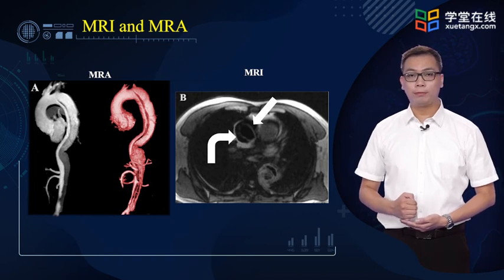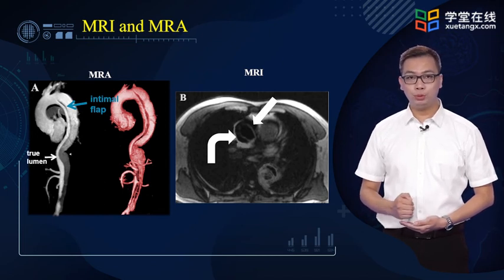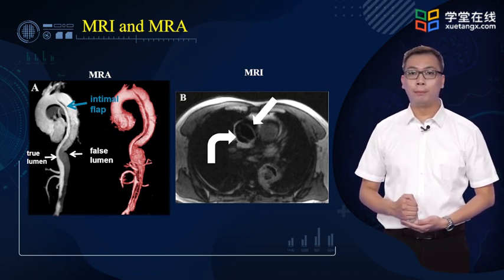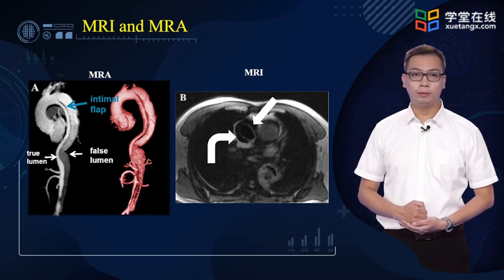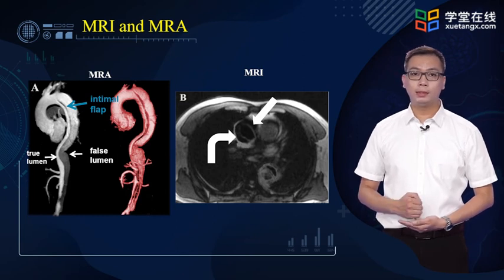In MRA, Figure A, the intimal flap is visible as a dark linear image between true and false lumen. Differences in flow velocity display a high signal intensity, white, in the true lumen compared with the low signal intensity, gray, in the false lumen. The imaging findings are similar to CTA.